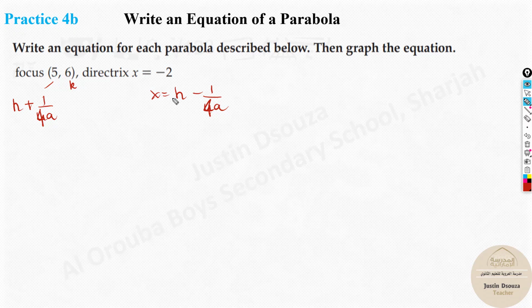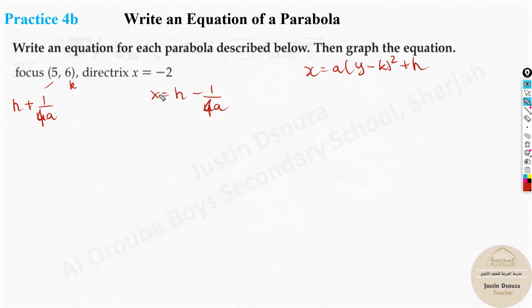We have this formula x is equal to h minus 1 by 4a. Before that, I'll just write the standard form. This is the first thing you need to write. It is x is equal to a of (y minus k) the whole square plus h. Everything is right here. Now we have only the k value to substitute. We don't know the h value. We know h plus 1 by 4a is 5, and we don't know what the a value is, but we know certain bits and pieces here.